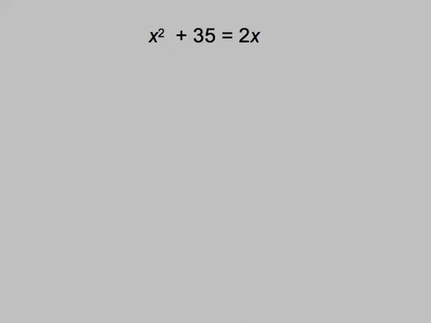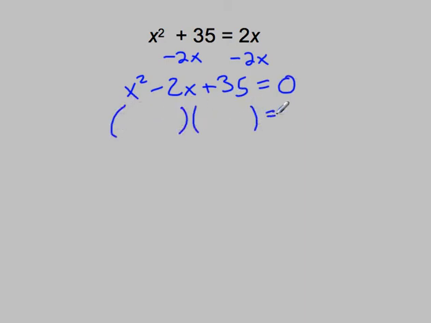Let's do another one. This time we need to make sure that 0 is on one side of the equation. So I need to subtract this 2x in order to get 0 on one side. So this is going to be x squared minus 2x plus 35 equals 0. Now that one side equals 0, I'm ready to factor. Break up the x's, x and x. Factors of 35, that would give us negative 2. 7 and 5 will give us negative 2 if I make the 7 negative and the 5 positive.